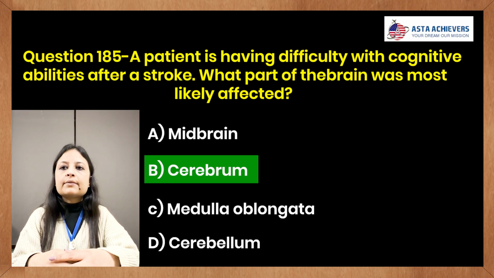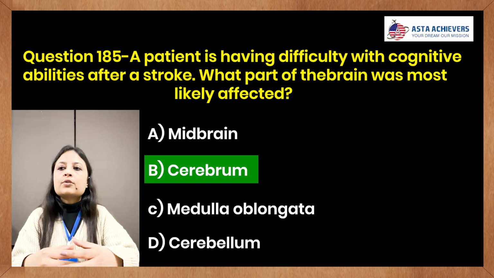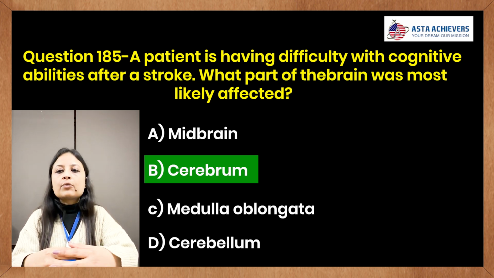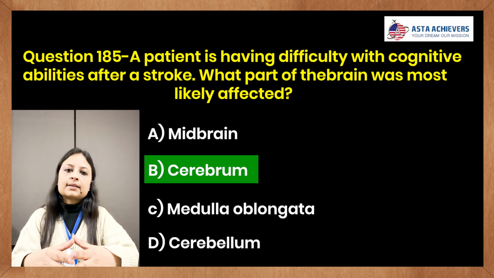Question 185. A patient is having difficulty with cognitive ability after a stroke. What part of the brain was most likely affected? Option A, midbrain. Option B, cerebrum. Option C, medulla oblongata. And option D, cerebellum. So option B, cerebrum, is the correct answer.